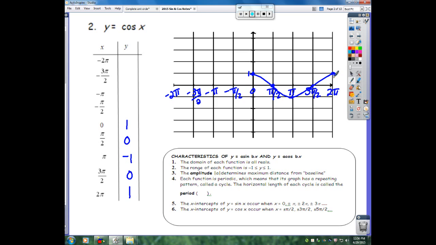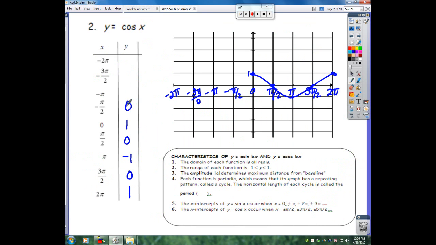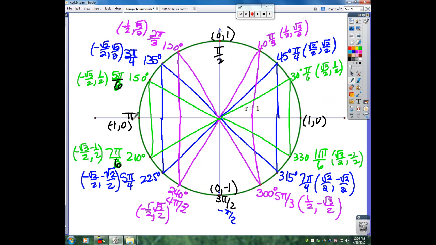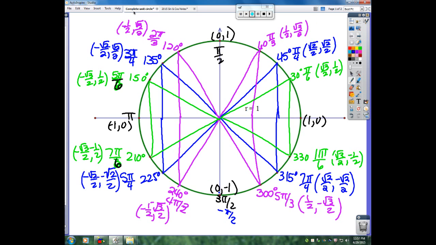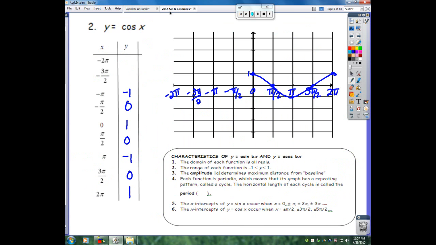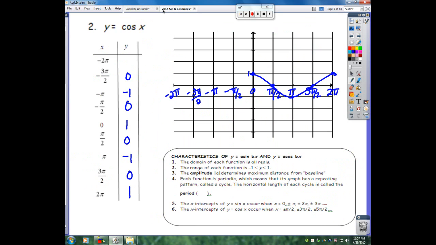Alright, let's do the negative side now. So we're going to go around the opposite direction. So negative pi over 2 has a cosine of 0. Negative pi has a cosine of negative 1. Negative 3 pi over 2 has a cosine of 0. And negative 2 pi has a cosine of 1.